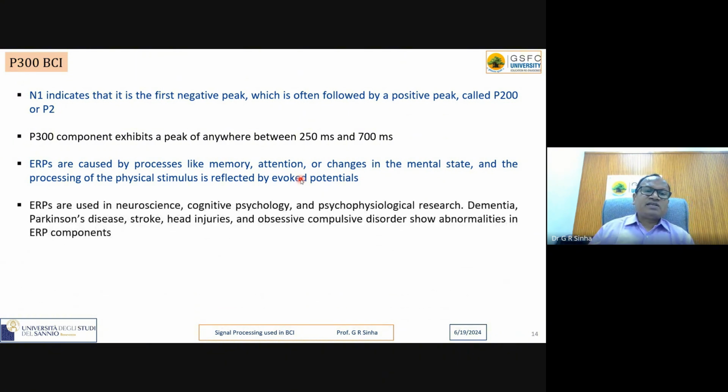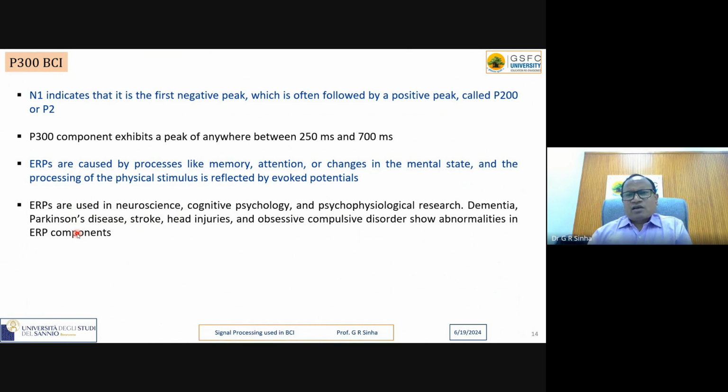All right. ERPs are used in neuroscience, cognitive psychology. This is a general application, not the P300. ERPs are used in neuroscience, cognitive psychology, psychological research, dementia, Parkinson's disease, stroke, head injuries, obsessive compulsion disorder, OCD. They have some abnormalities, and those abnormalities can be reported by ERP components. ERP components can be used to study dementia, Parkinson's disease.